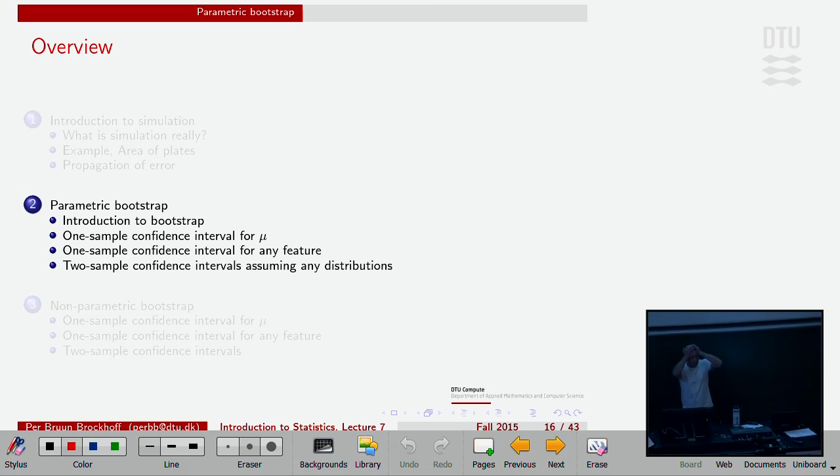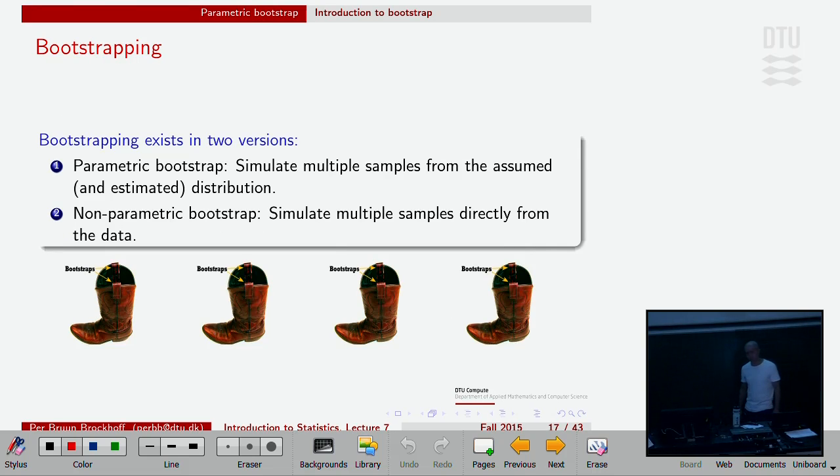I have a number of points to go through here. Bootstrap. Here are the bootstraps. That's the von Münchhausen thing now. Now we're going to use this simulation thing to redo the kind of statistics that I already taught you in a way before the break.